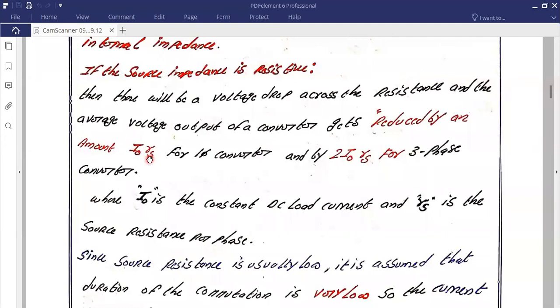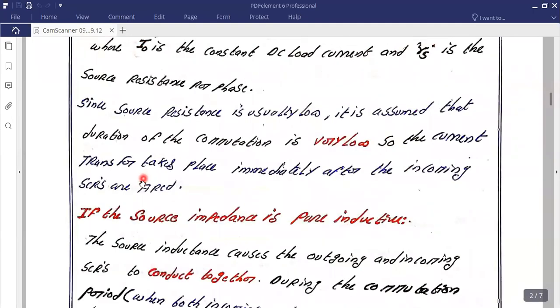Okay, but majorly, why we need to consider this source impedance is completely due to its inductive nature. Due to this inductive nature, the operation of the converter is going to change completely.